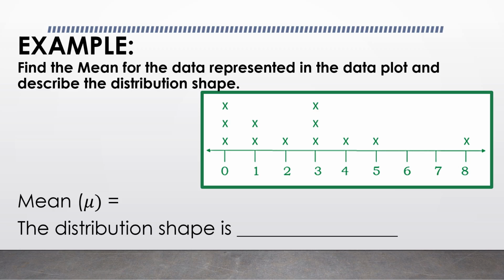Another example, find the mean for the data represented in the data plot and describe the distribution shape. So to get the mean, we need to average up all the data values. So we have 3 zeros, 2 ones, 1 two, 3 threes, a 4, a 5, and an 8. So we add up all those values and divide by 12. There are 12 data values there, and we get 2.5. Distribution shape: because we have 2 peaks, it's bimodal.